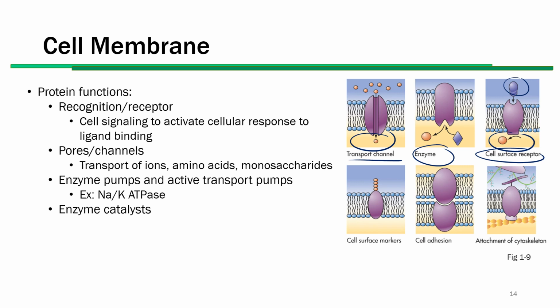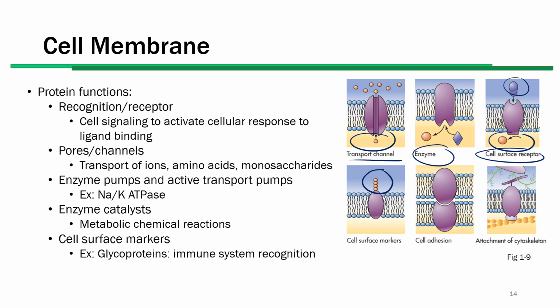Enzyme catalysts, those are going to cause the conversion of a substrate into a product. For example, metabolic chemical reactions, and we'll look at those pathways. Cell surface markers. When we talk about the immune system, we'll really talk about cell surface markers and what makes our cells unique from somebody else's cells. And those are what are attached to their proteins. Glycoproteins, immune system recognition, we'll talk a lot about those later.